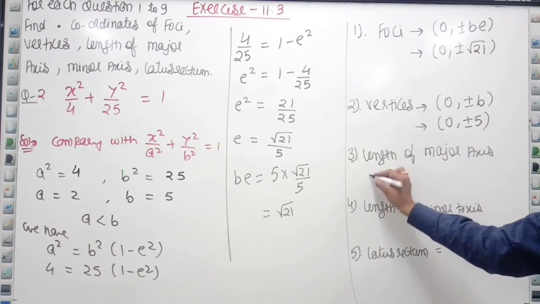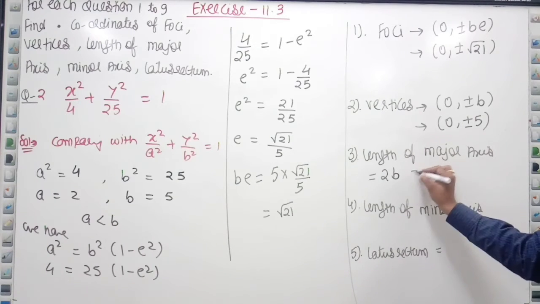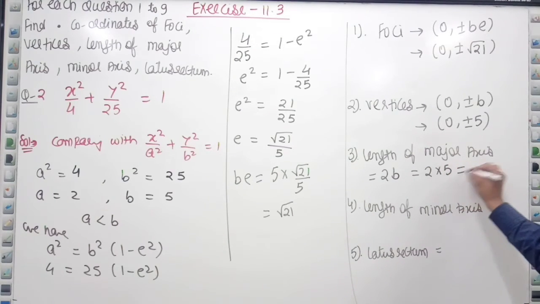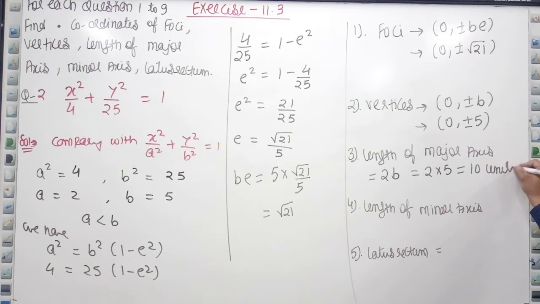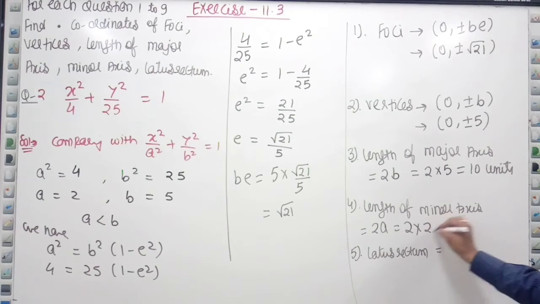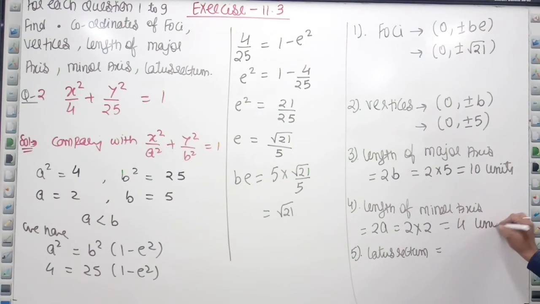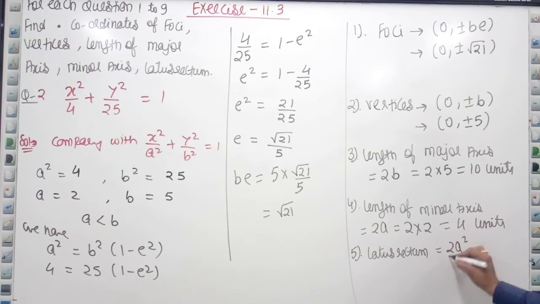Length of major axis is here 2B, right? Because B is greater than A. 2 into 5, 10 units. Length of minor axis 2A. 2 into 2, 4 units. And the last is latus rectum 2A square by B. 2A square is 4, B is 5, that is 8 by 5 units.